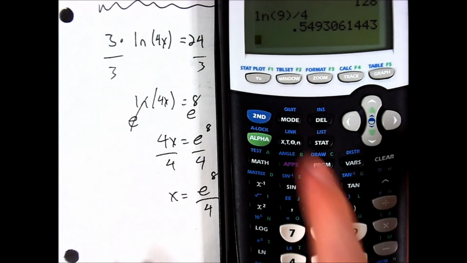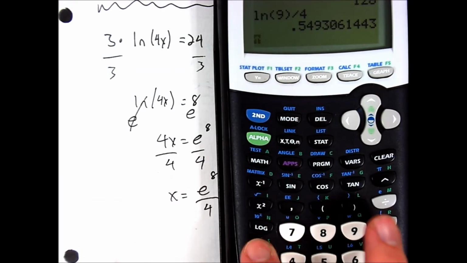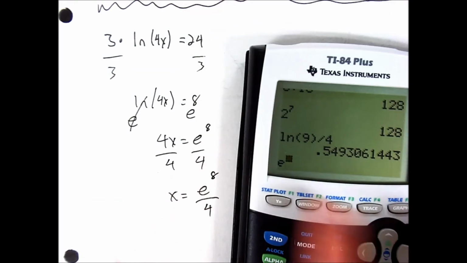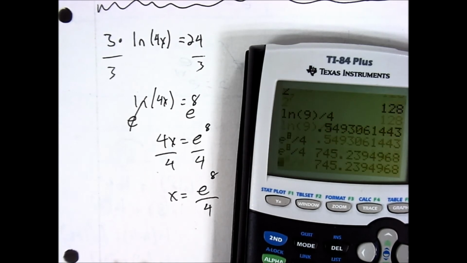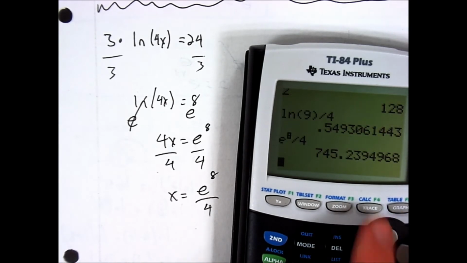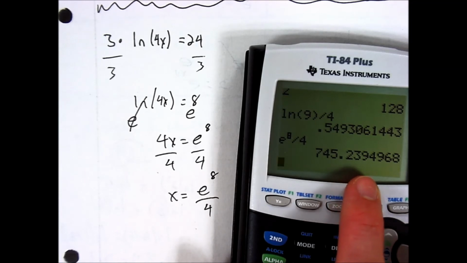So to get this, we're going to push second ln. And that should give us e to the power 8. Then we've got to bump it down. Divide by 4. 745.2395.